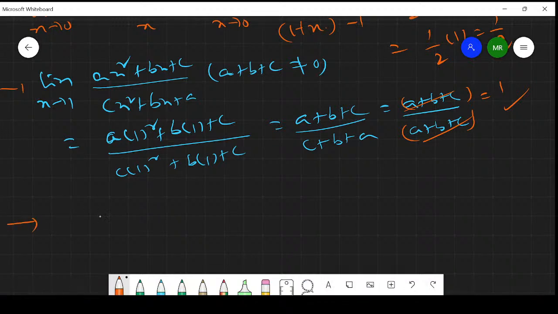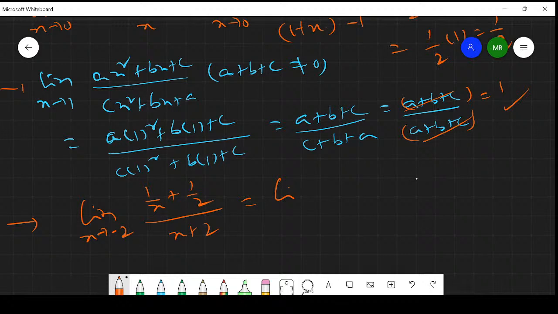Limit x tends to 2, sorry, x tends to minus 2, of (1/x + 1/2) / (x + 2). Like we can substitute directly. They have given that x approaches minus 2.